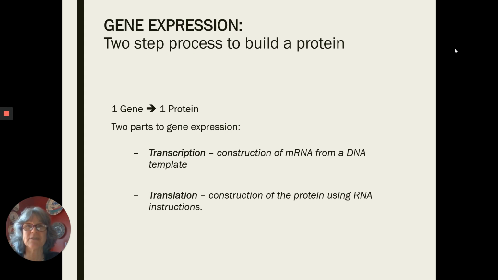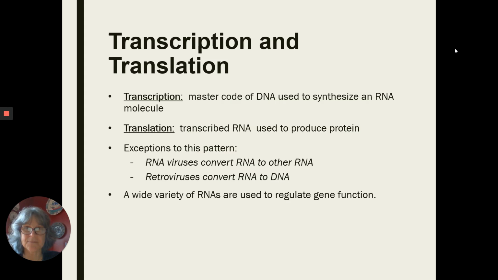My 2 parts of gene expression are transcription, where I build a messenger RNA molecule from my DNA template, and translation, where I build the protein using the directions in that messenger RNA. So transcription, the master code of DNA, is used to synthesize an RNA molecule. And translation, that transcribed RNA, my messenger RNA, is used to produce a protein.